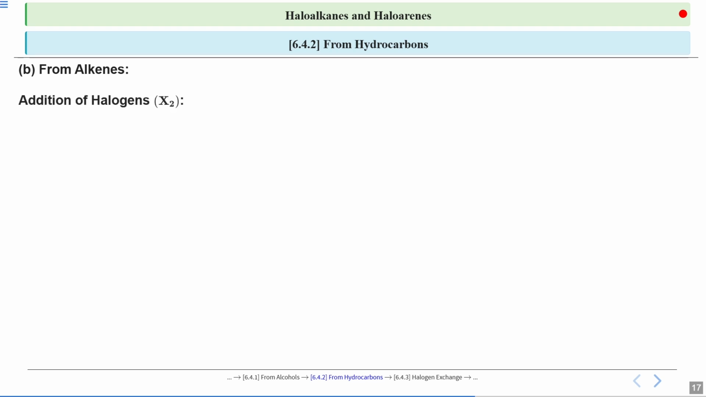Addition of halogens. Halogens means X2, any halogen. We are still in the alkene. The alkene reacts with the halogen, like bromine in the presence of CCl4, to give your alkyl halide. It is giving us BrCH2CH2Br, that means 1,2-dibromoethane, because at the first carbon and second carbon we have two bromines. Two carbons are there, so ethane.